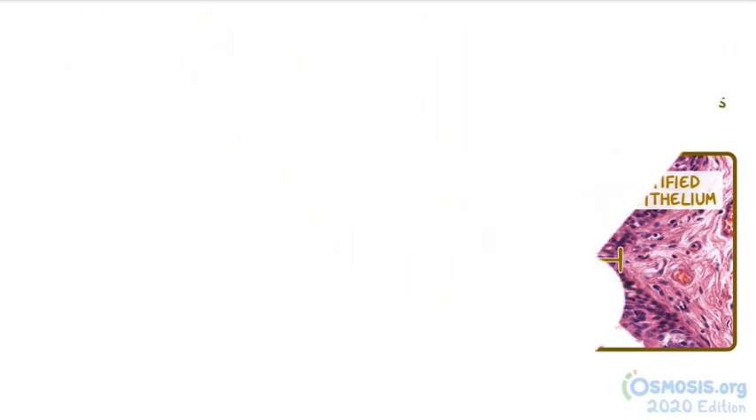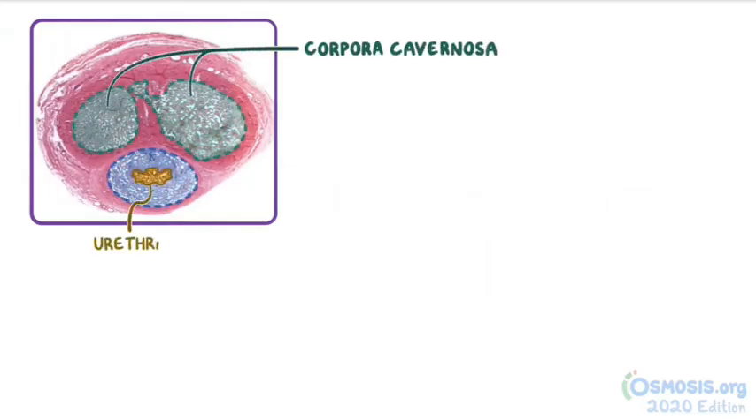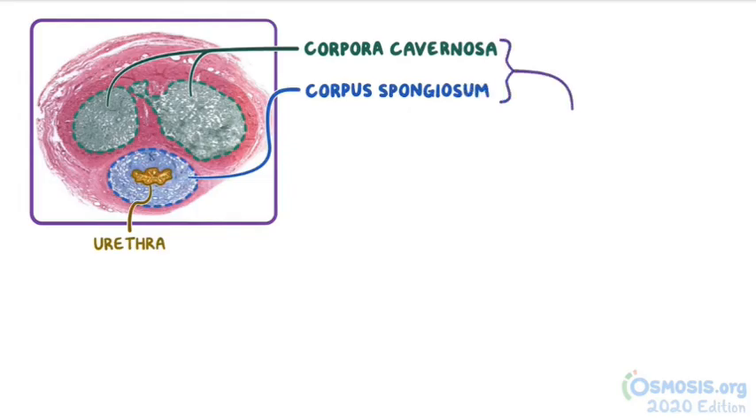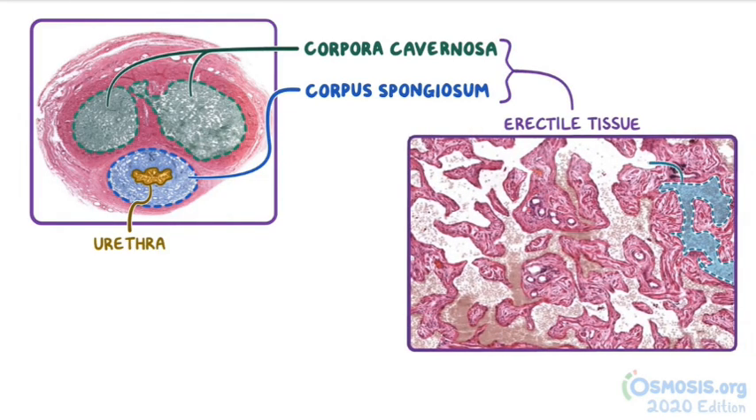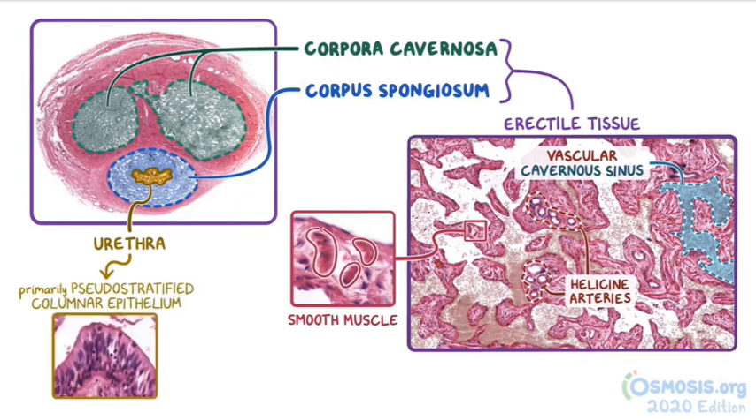Alright, as a quick recap, the penis contains 2 dorsal columns of corpora cavernosa and 1 ventral periurethral column of corpus spongiosum. All 3 columns contain erectile tissue that is comprised of highly vascular cavernous sinuses, smooth muscle, and helicine arteries. The urethra is primarily lined with pseudostratified columnar epithelium.